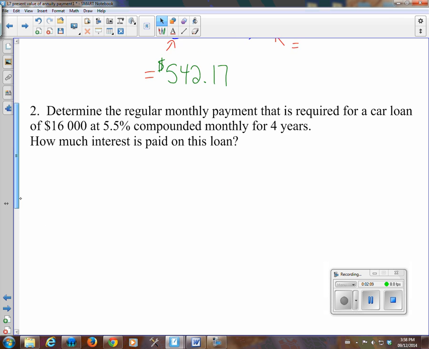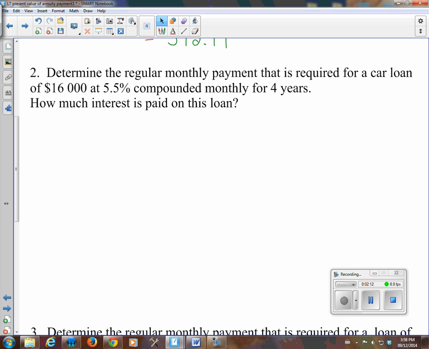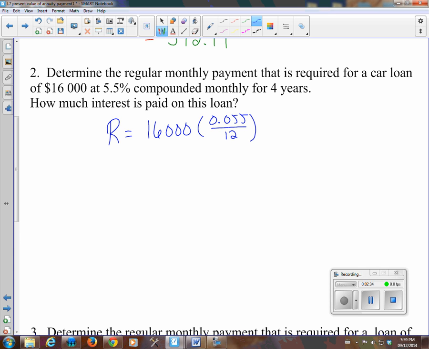Another example: determine the regular monthly payment that's required for a car loan of $16,000 at 5.5% compounded monthly for 4 years. How much interest is paid on this loan? So our payment will be the present value of the loan, which is $16,000, times the interest, 0.055 compounded monthly, so divided by 12, over 1 minus 1 plus 0.055 divided by 12, and we're doing monthly for 4 years, so negative 48.